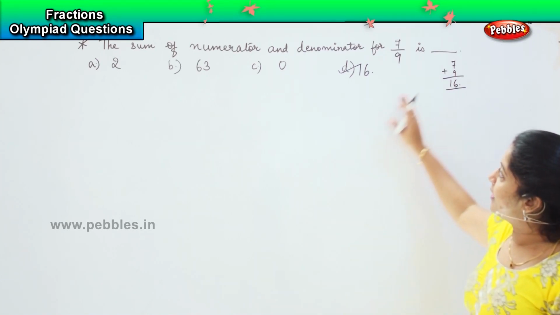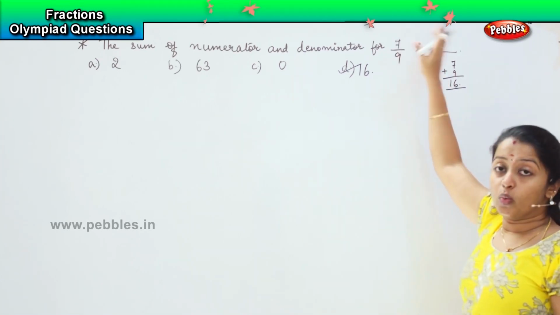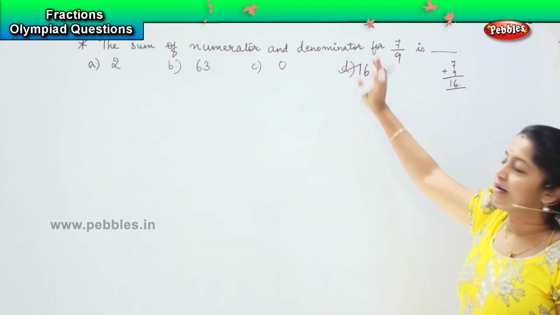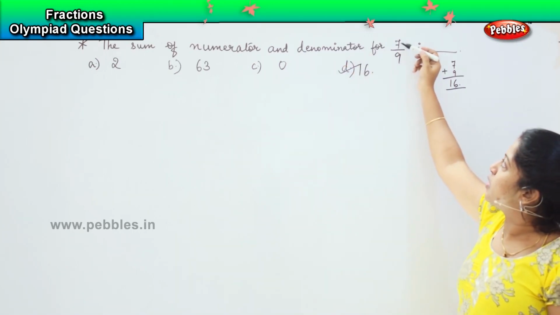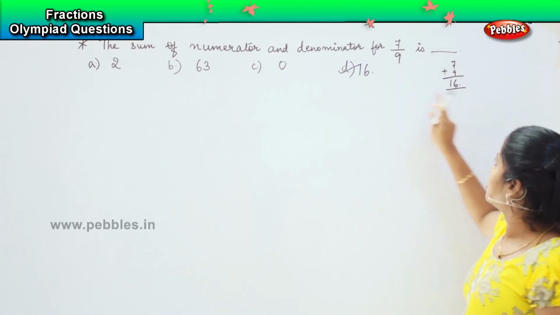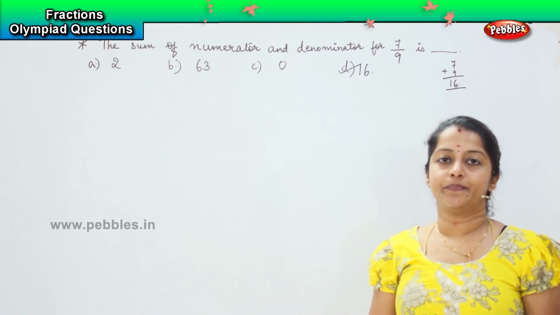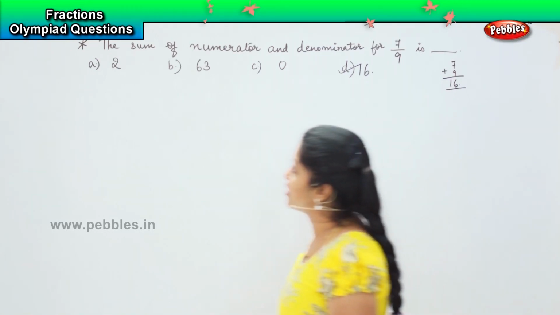Here they have not asked me how I will make a whole number. They have only asked me what is the sum of the numerator and the denominator, which means you have to add these two numbers to get your answer. Clear? Shall we do the next sum? So, here is your next question.